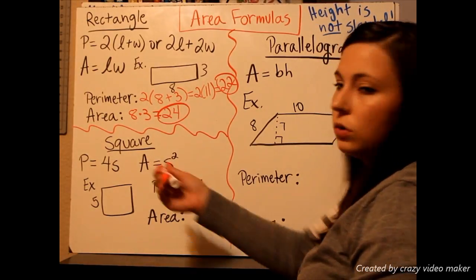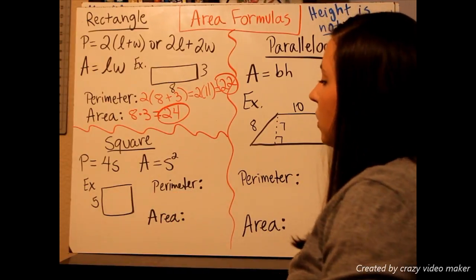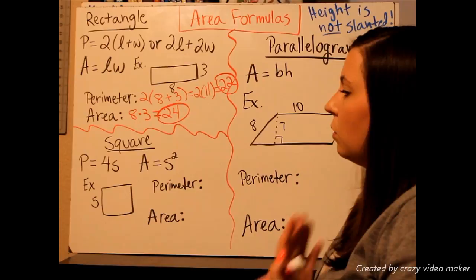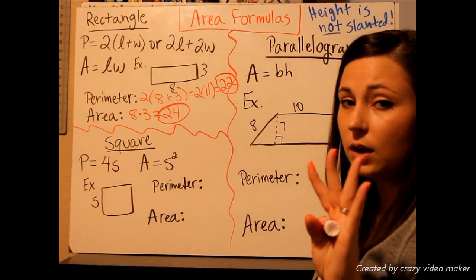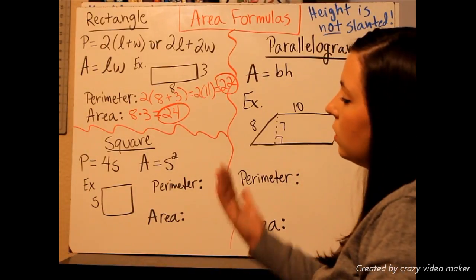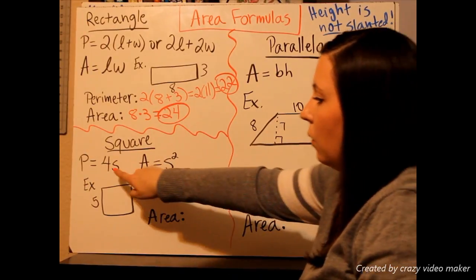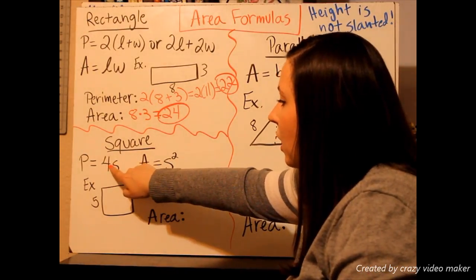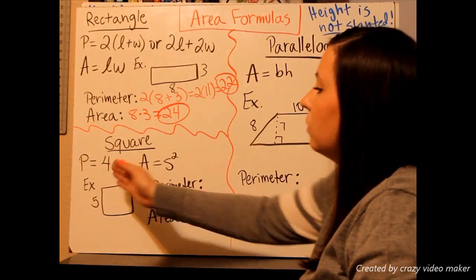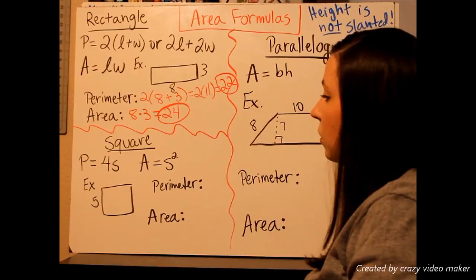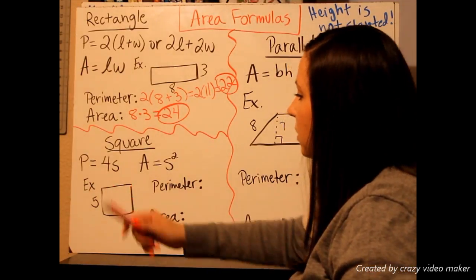Now we're going to move on to the square. With the square, the perimeter is a little bit different because what do we know about squares? They have 4 sides and they're all the same. So instead of saying we're adding 2 lengths and 2 widths together, it's 4 times the length of one side. 4 times S, where S is your side length. So your perimeter, just 4 times S.